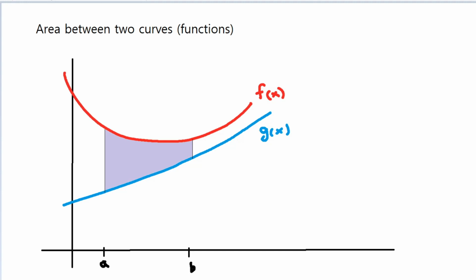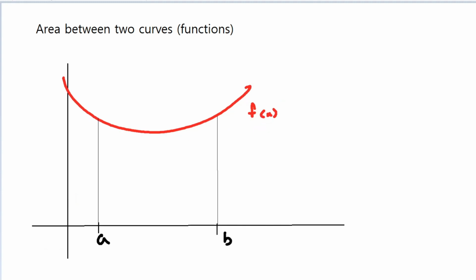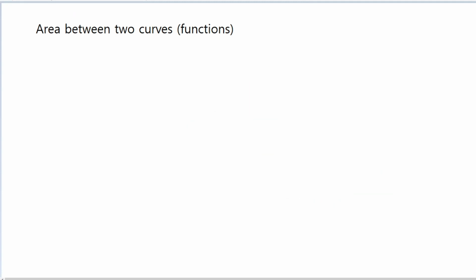To find this area, which is the purple region, let's review the area under the curve of f of x and g of x separately first. So let's review what area under the curve was. It was also known as the definite integral, which was given by the integral from point A to B of a function called f of x. We said that this will give a result called the area under the curve.